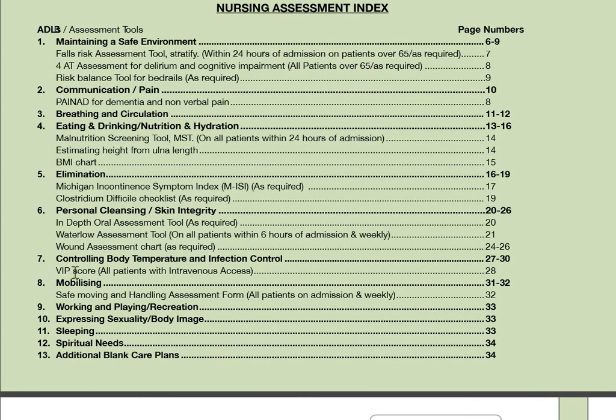Number 7 is controlling body temperature and infection control. Within that we have the VIP score, and we do that on all patients with intravenous access. Number 8 is mobilising. The safe moving and handling assessment form is within this, and that is completed on all patients on admission and weekly. Number 9 then is working and playing and recreation. Number 10 is expressing sexuality and body image. Number 11 is sleeping. Number 12, spiritual needs. And number 13 are additional blank care plans.